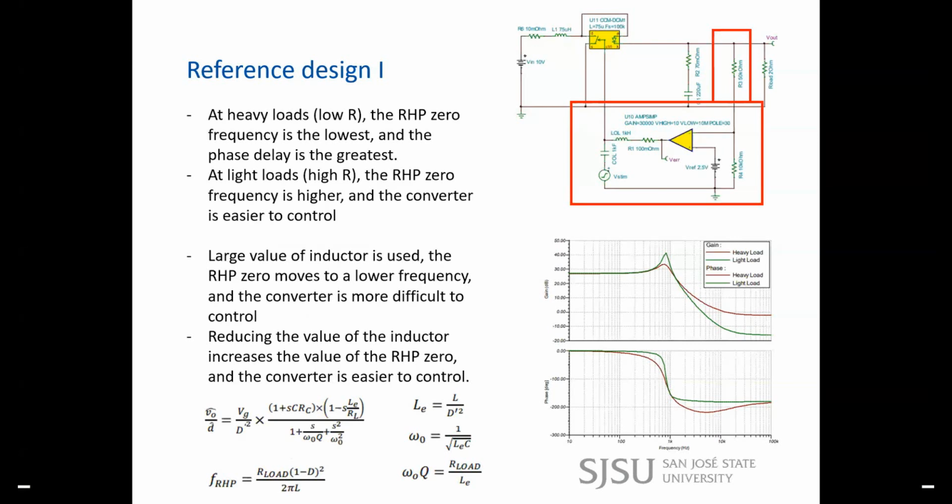In this case, it will be a little more difficult to control the converter. Compared to light loads, the right-half-plane zero frequency is higher, so the converter is easier to control. The same goes for the inductor: with a large inductor value, the right-half-plane zero moves to a lower frequency, so it's more difficult to control, and reducing the inductor value makes the converter easier to control. You can also see the heavy load and light load gain and phase change in the graph here.